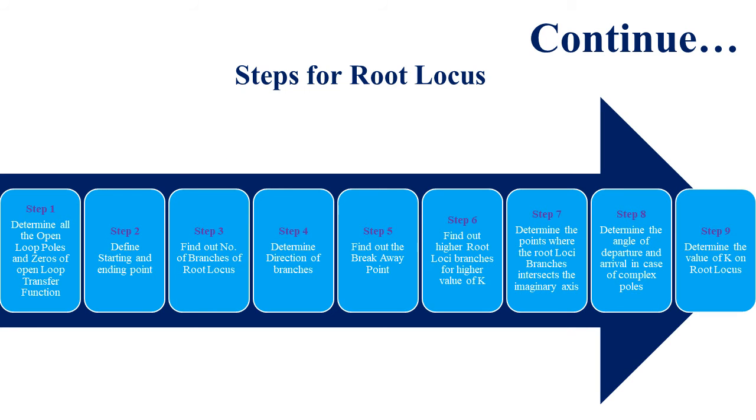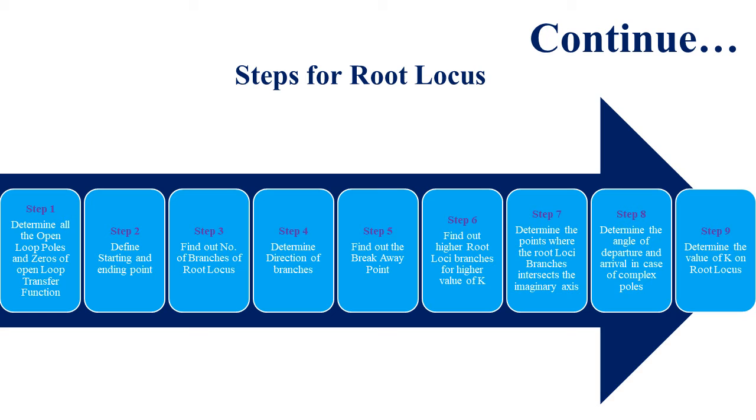The steps we have to follow for the implementation of root locus are: Step 1. Determine all the open loop poles and zeros of the open loop transfer function. Step 2. Define the starting and ending points of the root locus. Step 3. Find the number of branches of the root locus. Step 4. Determine the direction of branches. Step 5. Find the breakaway point. Step 6. Find the root loci branches for higher values of k.